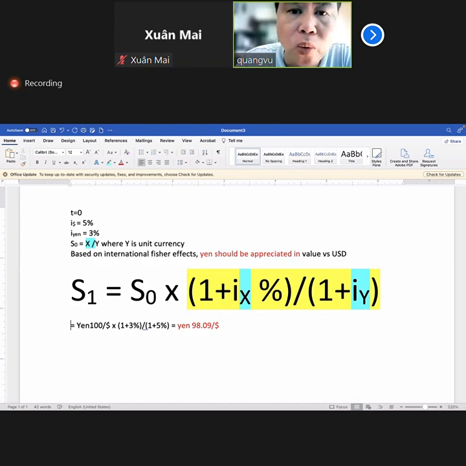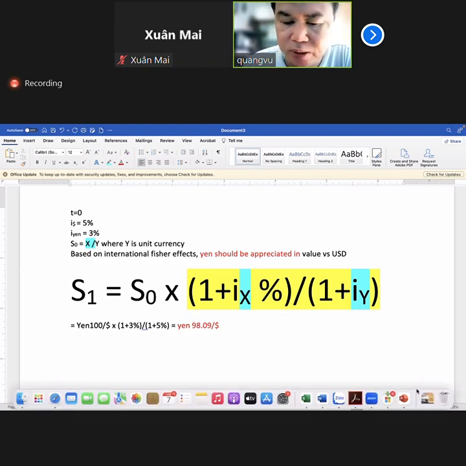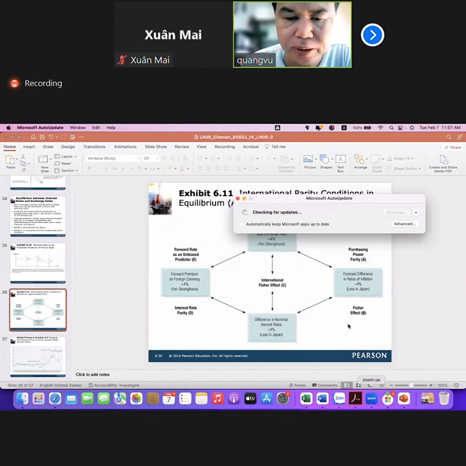The currency that offers a high nominal interest rate will weaken, and the currency that offers a low nominal interest rate will strengthen. Okay. And assuming you don't have question, let's go back to the Zoom window. Okay, back to the slide.